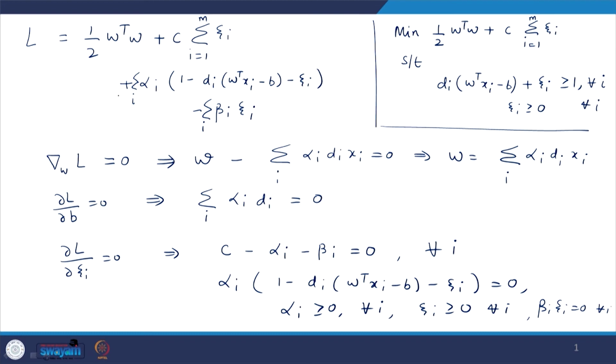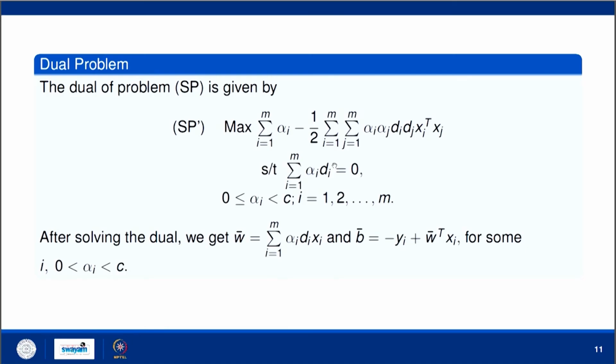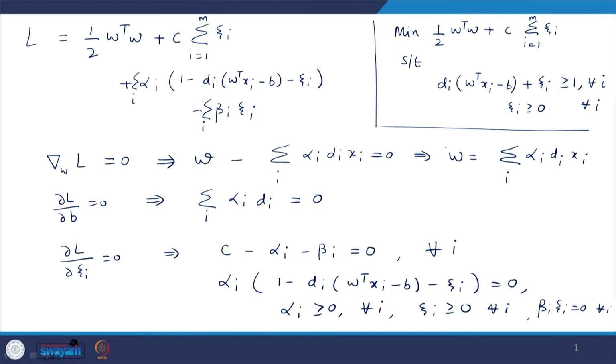So, on simplifying this expression, after substituting all this, after using all these expressions, we get the dual problem. Again, it is computationally easier to use the dual problem rather than using the primal problem. After solving this dual problem, we will obtain w bar and b bar. w bar can be obtained from this equation, once you obtain alpha bar.